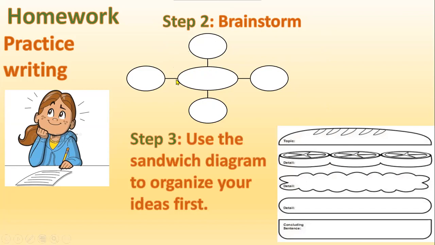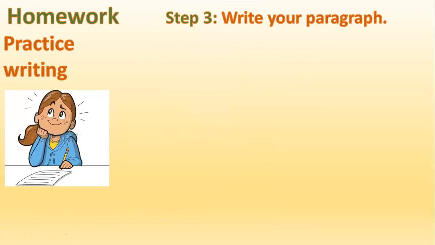Then you have to use this sandwich diagram to organize your ideas first. So whatever ideas you have written in the second step, brainstorm, now organize them. You'll say, okay, this one might be my topic sentence, these are details, these details will support this one, so I'll keep this idea in my concluding sentence. Whatever you have written in brainstorm, you have to analyze and try to put which one comes under topic, which one comes under detail, which one comes under concluding sentence. Okay, then step 3, now you have analyzed your ideas, you will start writing your paragraph.